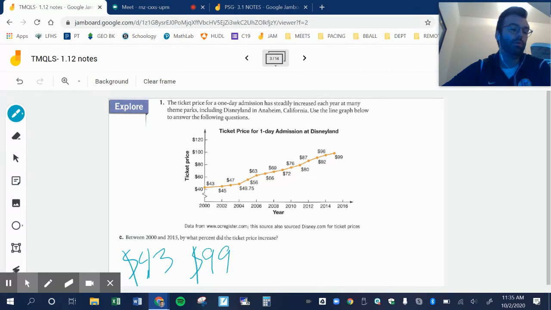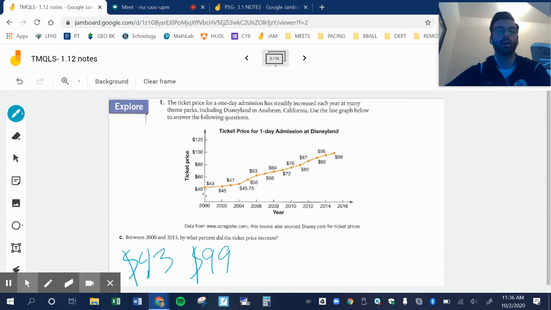What I would do is, well, I can say this. We know that this is going to be over 100% increase because 43 times 2 is 86, and 99 is obviously bigger than 86. So the question really becomes how much over 100% is this increase? Is it 150? Is it 120? 110? 200?